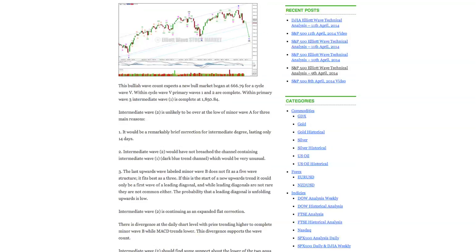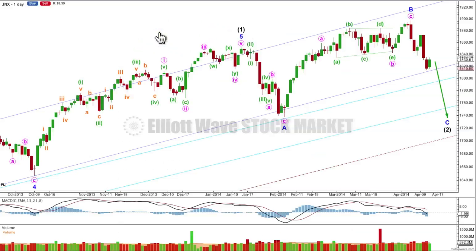Let's have a look at the wave count at the daily chart level. The difference between the bullish and bearish wave counts is in the historical analysis, and you can access that in the historical analysis section linked in the sidebar of the website. At the daily chart level, I want to explain these trend lines first. The dark blue trend lines are drawn around this upwards impulse of intermediate wave 1 using Elliott's second technique.